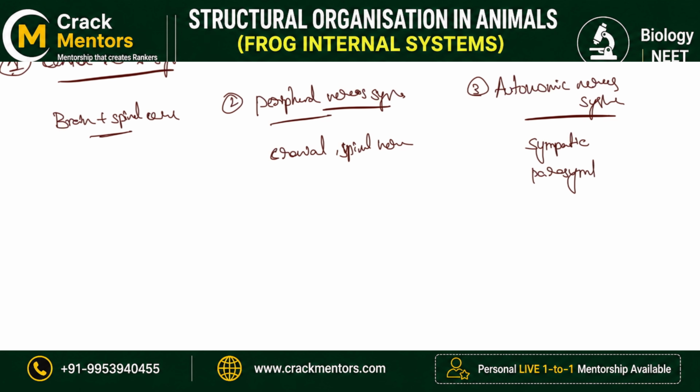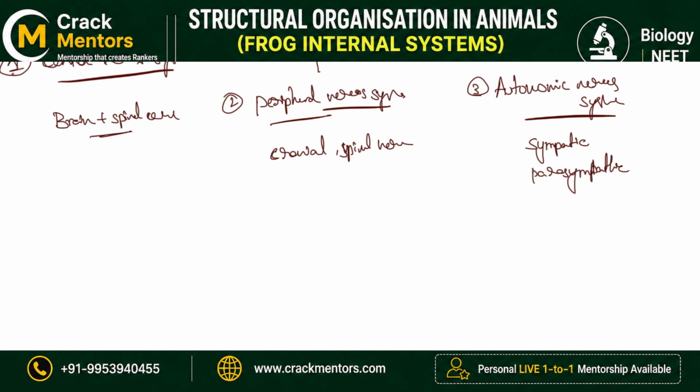Sympathetic and parasympathetic nervous pathways. Okay, there are three divisions in the nervous system of a frog. They are central, peripheral and autonomic. Under central, the brain and spinal cord are included. In peripheral nervous system we have cranial and spinal nerves. Parasympathetic and sympathetic pathways are included in the autonomic nervous system.